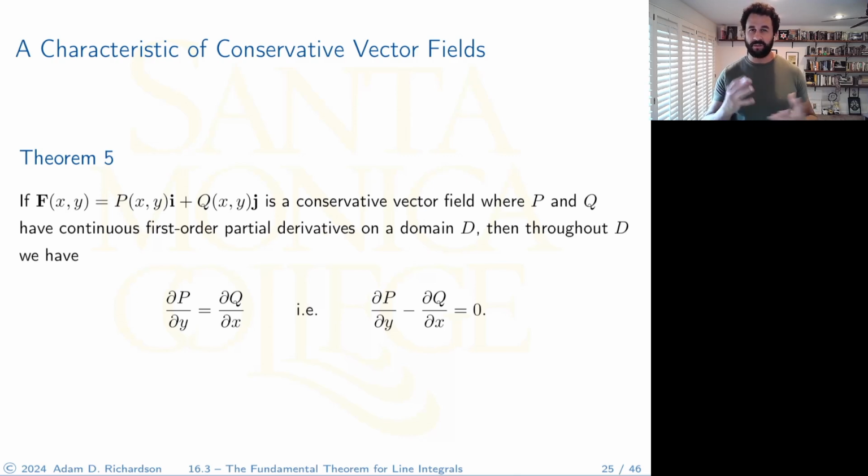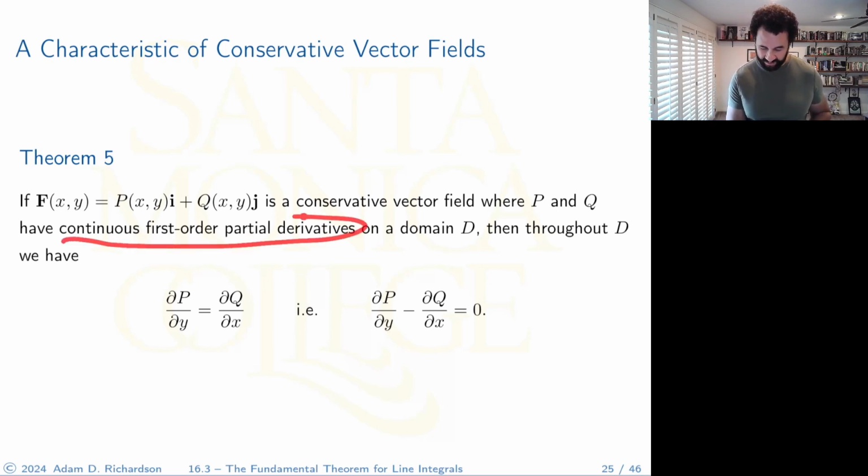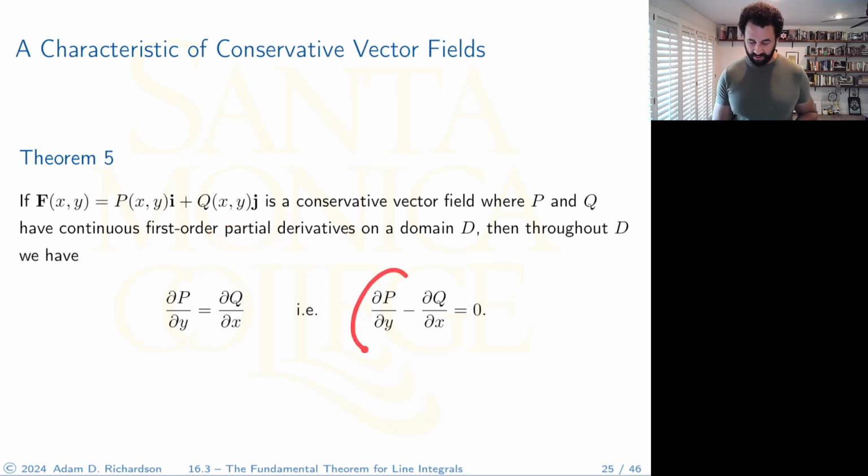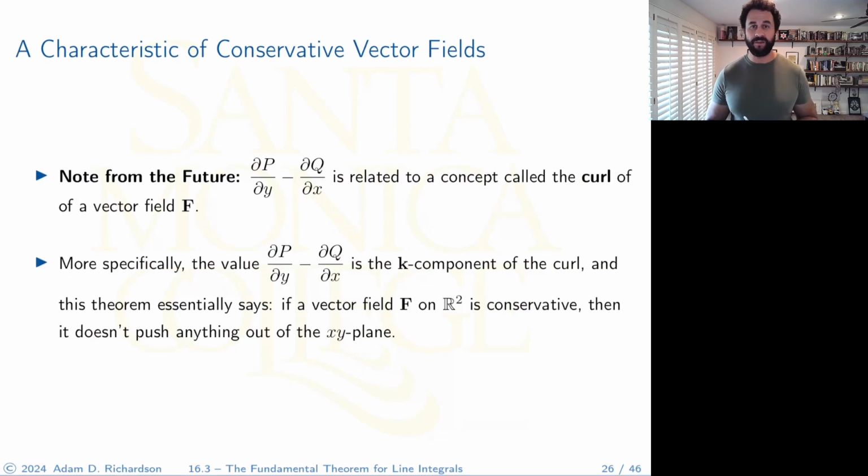So let's summarize what we're looking at here. If you've got a conservative vector field on some domain D in R2, and P and Q have continuous first order partial derivatives, so P and Q are C1, then what we know is that this difference is going to be 0, right? So it's like the conservativeness of the vector field and the continuity of these partial derivatives give you this result, all right? Now, here's a little note from the future.